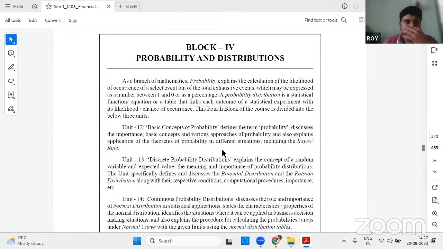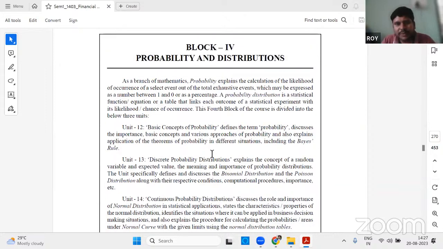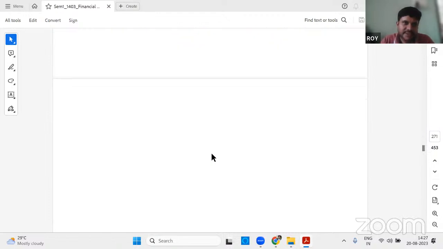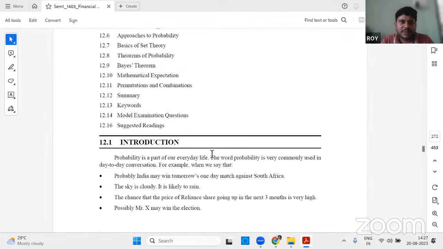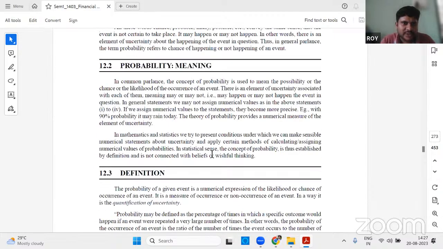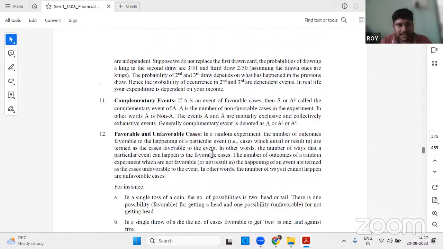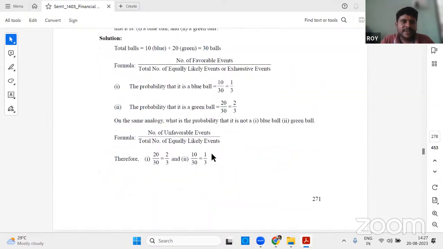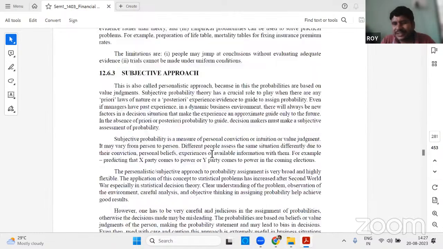Okay. Now maybe in the next class, next Saturday, we will think about block 4, probability. For some people, it will be easy. For some people, it may be tough, but easy to understand only. We will try to understand the basic things of probability in the first unit, unit 12. And then after that, we will try to understand approaches to the probability here. And then after approaches, this is also some interesting thing.